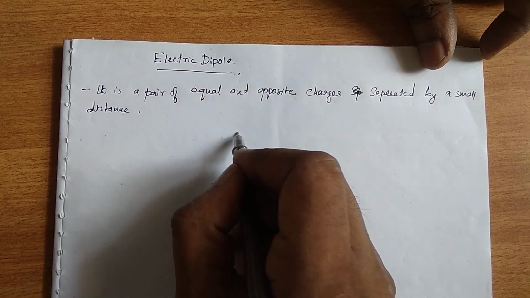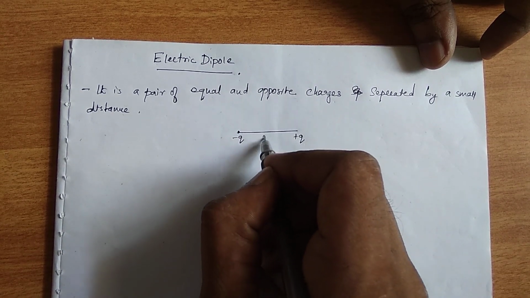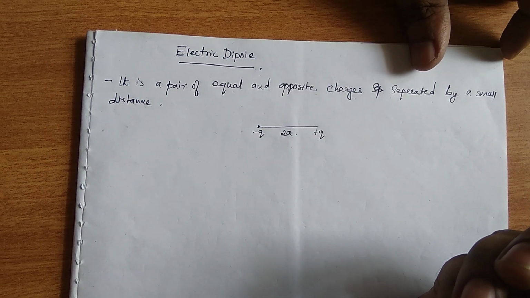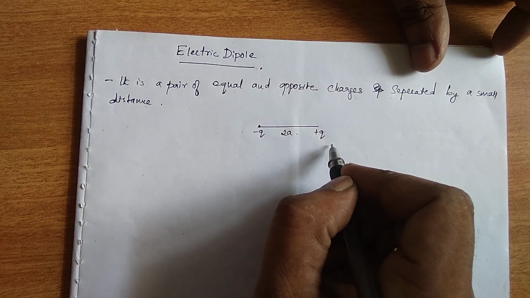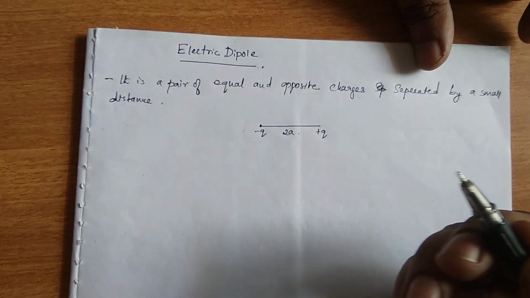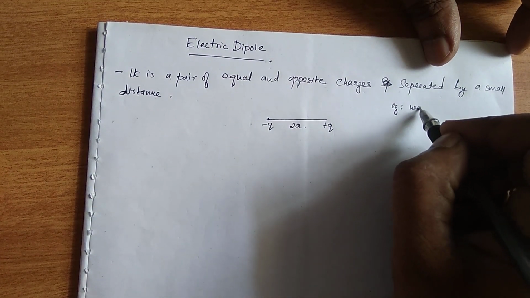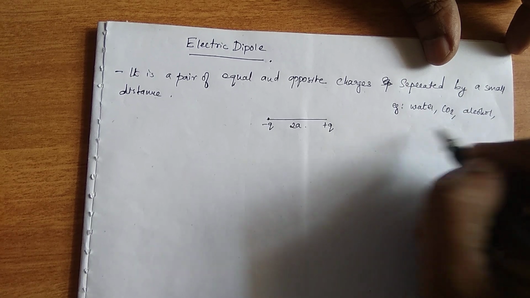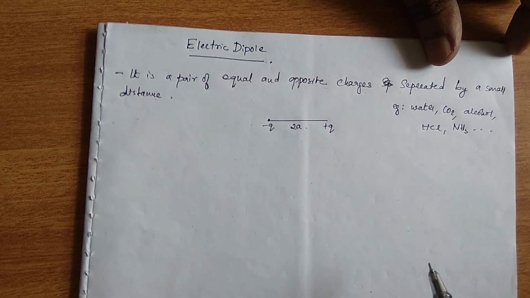Consider two small charges minus q and plus q separated by a small distance 2a. Okay, this is an electric dipole. Examples of electric dipoles are water, CO2, alcohol, HCl, NH3, etc. Okay. Next point.